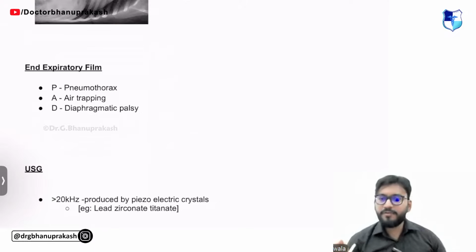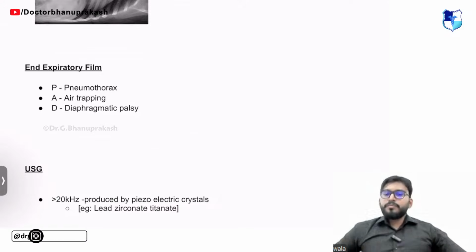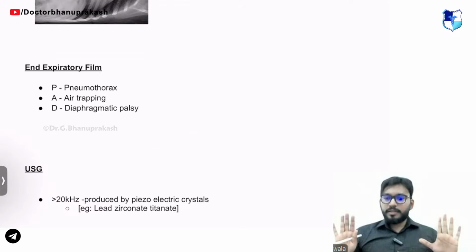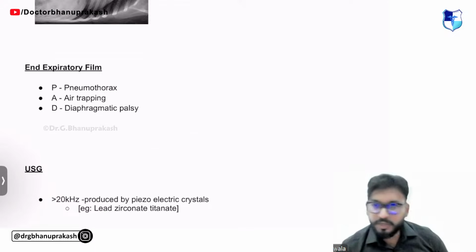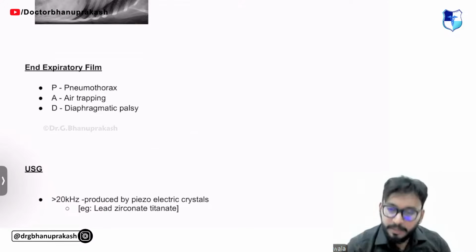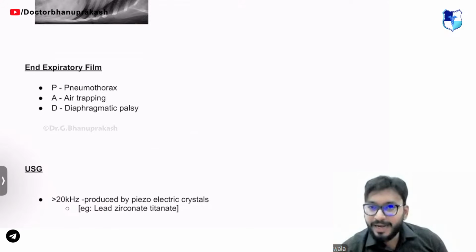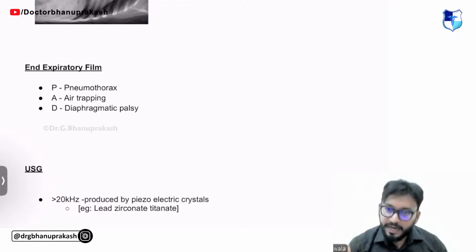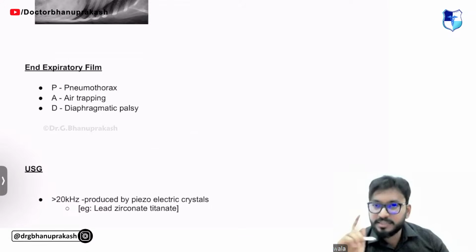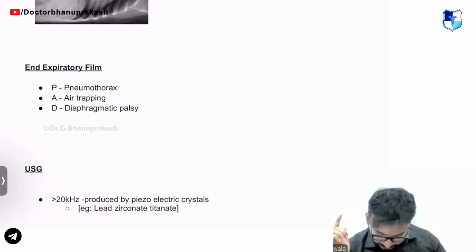See, like we said, PA view, what we do is we ask the person to inspire and hold the breath. So we do an end inspiratory film, guys. At the end of inspiration, we send the radiations, the X-rays. But sometimes, in some conditions, we take an end expiratory film. Means we ask the person to exhale, and at the end of exhalation, we send the rays. This is known as end expiratory film, guys.